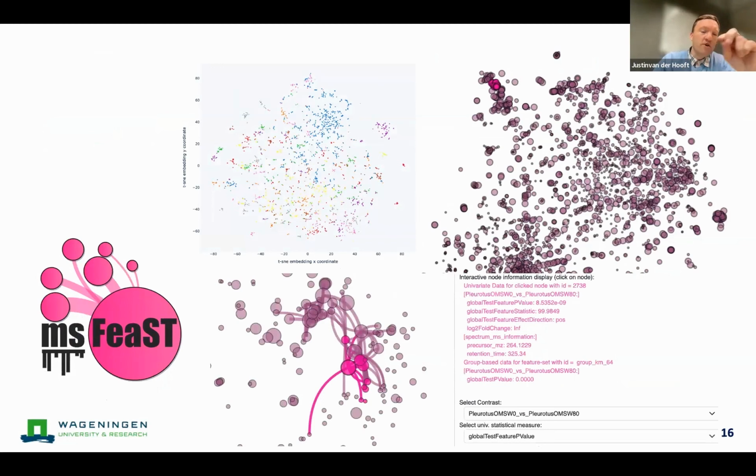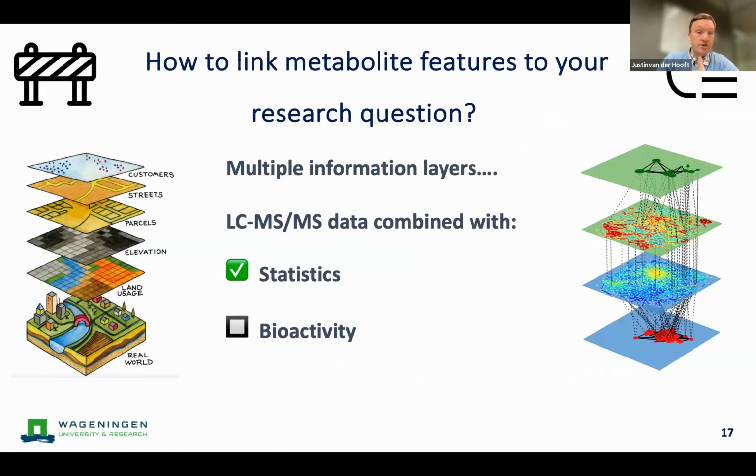And what you can also see now are links to other features. That is, if you would have used networking, to which other features would it network? And this is also a way to check how interconnected the features are locally in this chemical map, and if that makes sense to you. That is msFeaST, linking the statistics to your features, and in that way guiding you to where it happens for you.